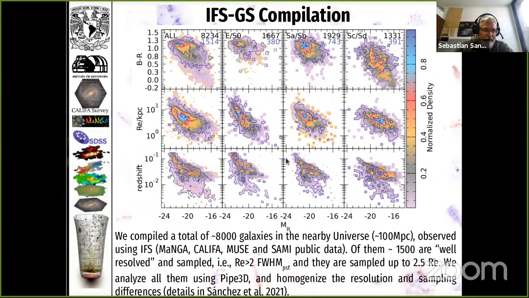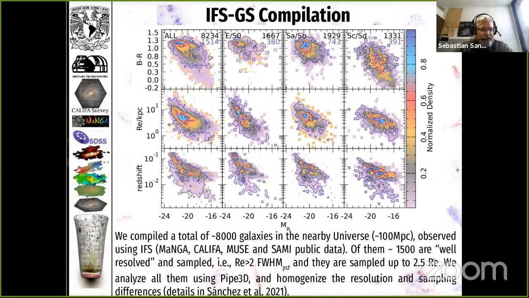We restrict the presentation here to galaxies in the nearby universe. That means around 100 to a few hundred megaparsecs of distance, a redshift around 0.02. We made a compilation based on MaNGA, CALIFA, MUSE, and SAMI public data. These are the distributions in the color-magnitude diagram and the size-magnitude diagrams for the compilation we did at that time. The color code corresponds to the density in these density images, and the contours correspond to a subset that we name the well-resolved sample.